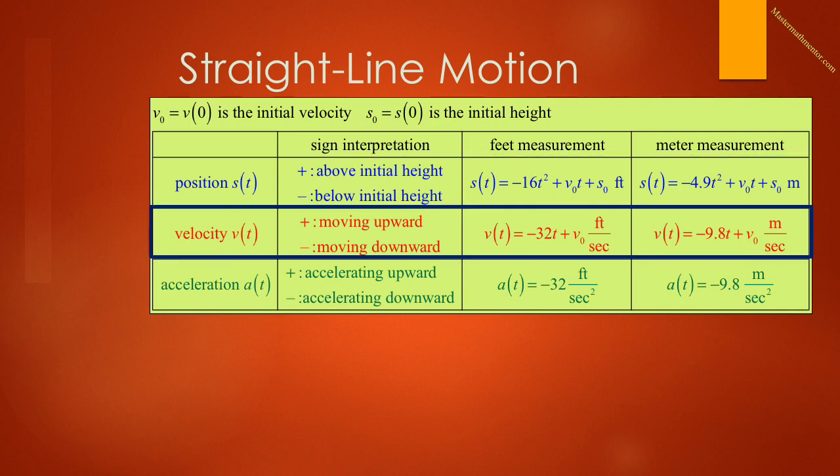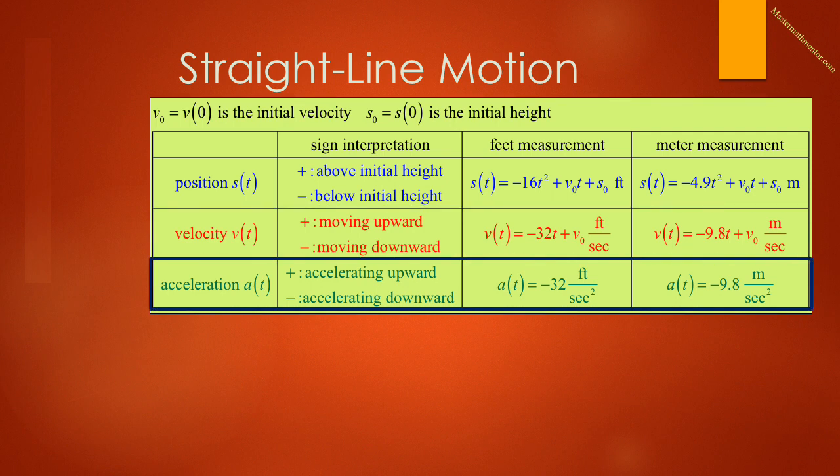Velocity is v of t. Its sign is interpreted: if velocity is positive, then the object is moving upward. If the velocity is negative, then the object is moving downward. The formula is, for feet, v of t is equal to negative 32t plus v sub 0 measured in feet per second. That is simply the derivative of s of t. Working in meters, v of t is equal to negative 9.8t plus v sub 0. That would be measured in meters per second.